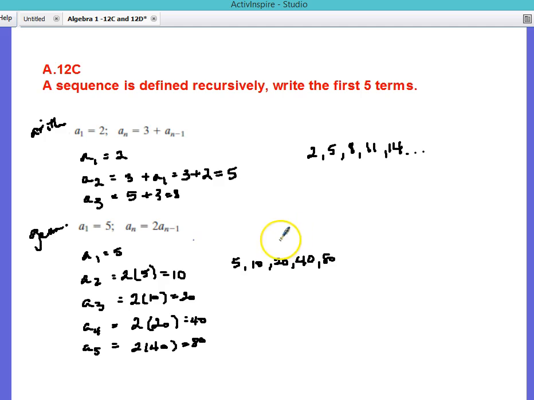Okay, so this is what they need to be able to do with that second skill that we saw, writing the terms from a recursive formula.